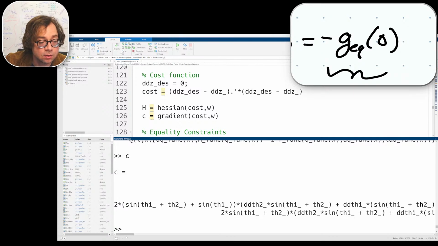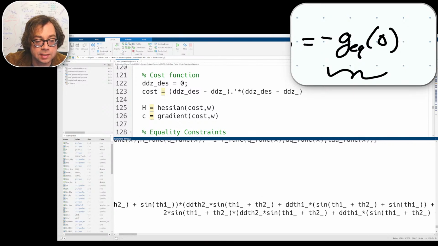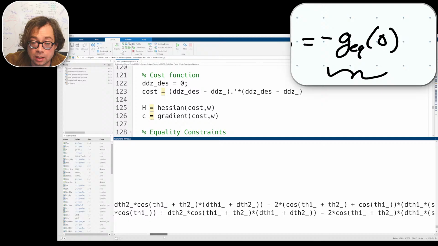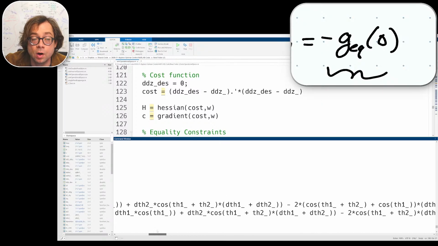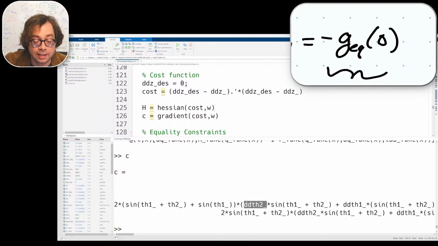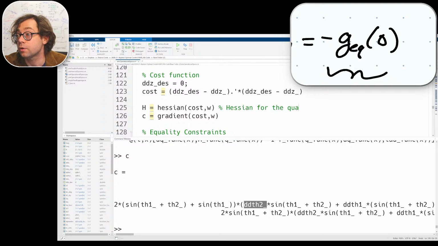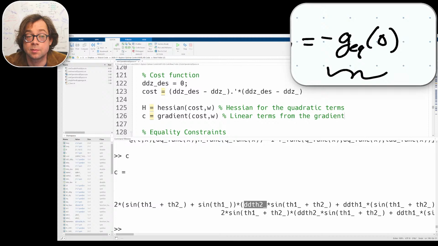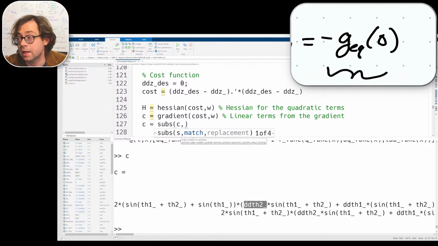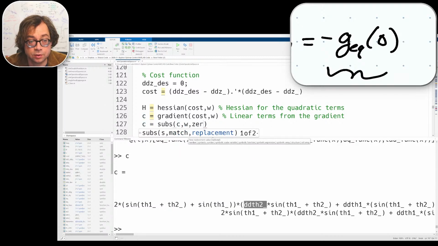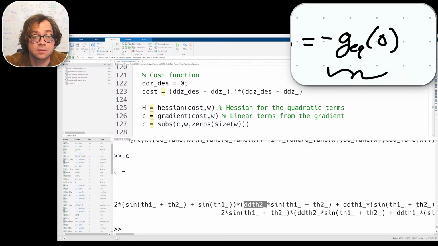Because if you look at C, this is C right here. I'm seeing decision variables. dd theta, that's a decision variable. What else is here? Yes, so you'll see some decision variables in there. And we don't want those terms, okay? Those show up in the quadratic terms. This is the Hessian for the quadratic terms, just like we did in class, some examples for the quadratic terms. Here we want the linear terms from the gradient. So we have to make sure we substitute in C. Wherever there were decision variables, we want zeros. Let's zero them out. Zeros of the size of W. Okay?